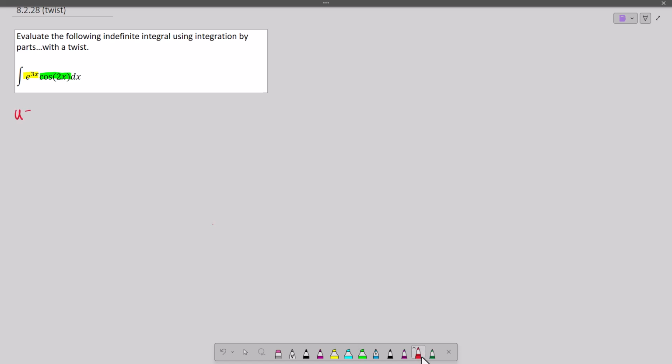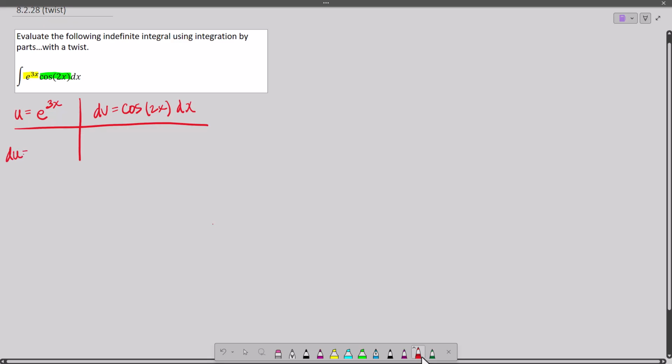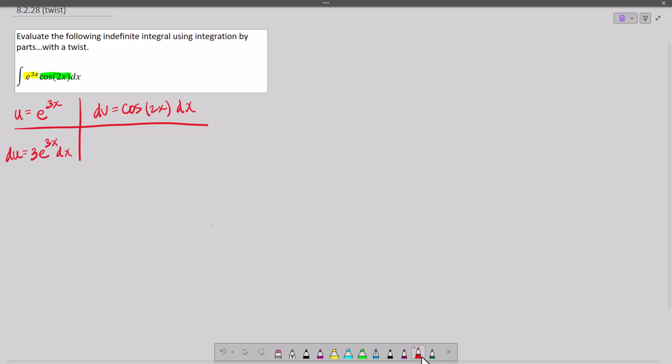And when we do need integration by parts with a twist, it doesn't matter which function you put with u and which function you put with dv. So I'm going to do that. And when we take our derivative here, we will get that du is 3e to the 3x dx. And v, when we integrate, using the reverse chain rule, we will get sine 2x divided by 2.